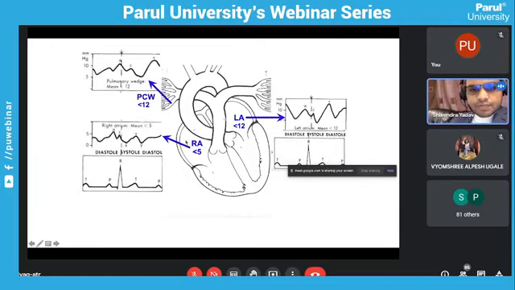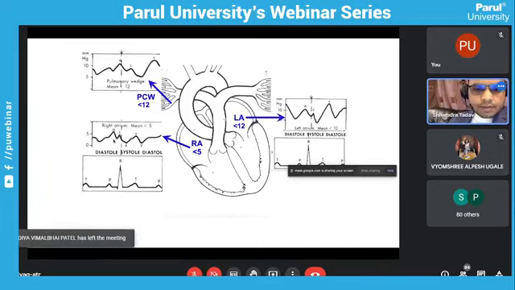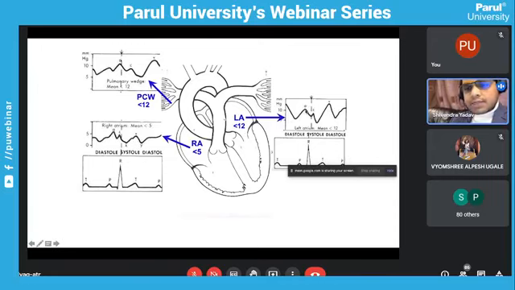As I was telling you, the waveforms in two cardiac chambers are the same. If you see the RA, the waveform is A, C, X, V, and Y. In the left atrium also there is A, C, X, V, and Y, which is similar. But the only difference is that the V wave in the right atrium pressure is less than the A wave.